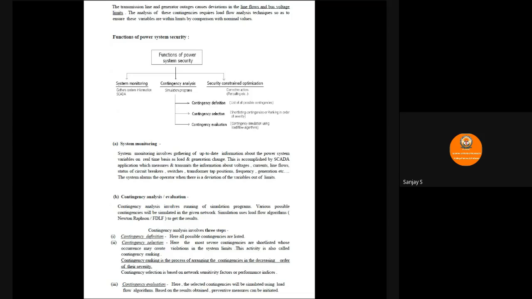Once the contingency evaluation is successful, then before the actual failure happens, we can take the corrective action. Accordingly, we can plan for that. That happens in security constraint optimization.